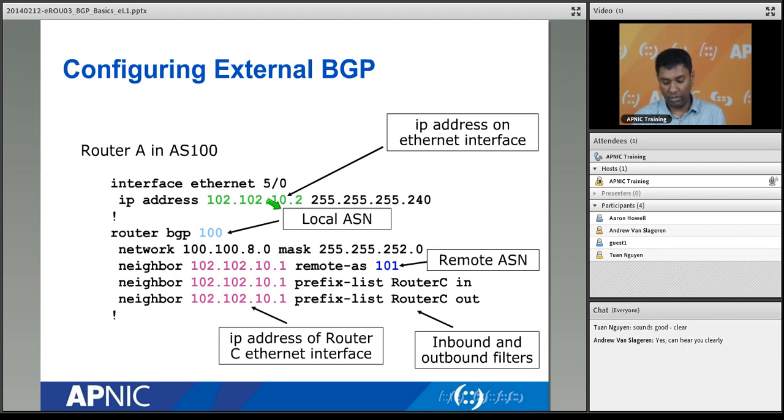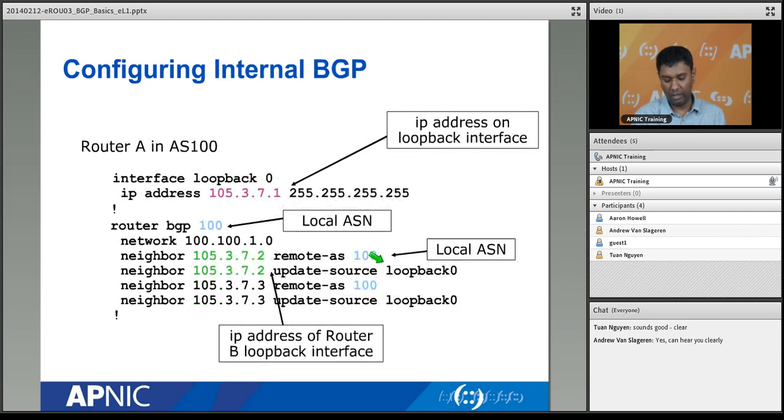So in our BGP statement, what we did is neighbor 102.102.10.1. On the other side, remote AS is 101, and then we advertise the prefix, and we have our prefix in filter and out filter configured here. What will be done on the other side? On the other side, they are using 10.1, so they will add your peering with the other side address, which is .2. In here you see .2, and this side you will use .1. So your peering address will be .2. Remote AS will be 100, right?